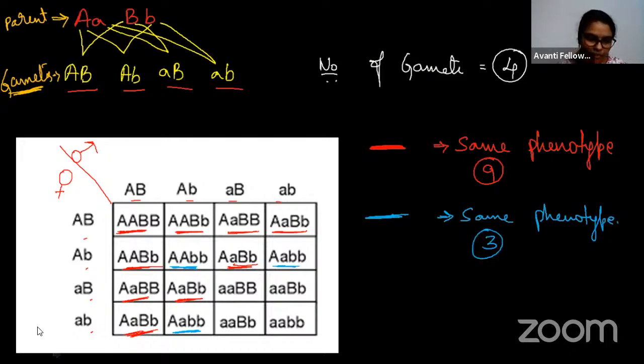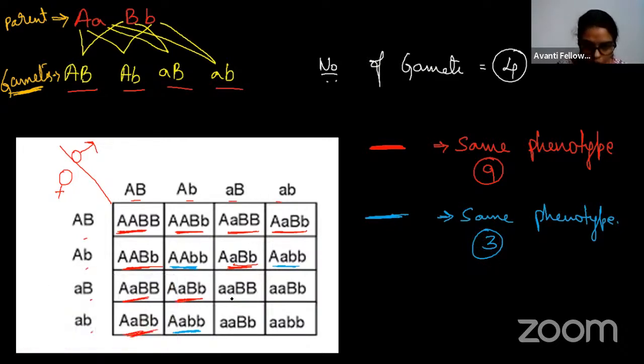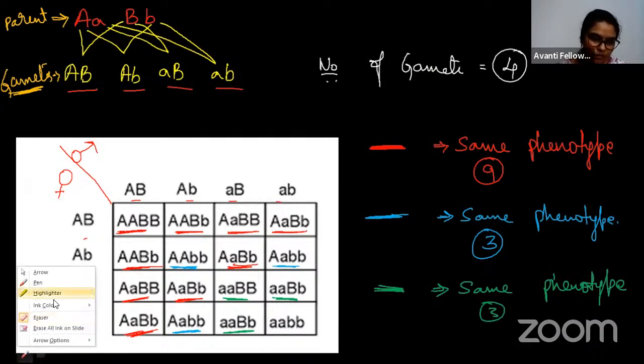अगेन आई विल टेक द डिफरेंट कलर, ग्रीन. ठीक है, यहाँ पे ले लो, स्मॉल ए कैपिटल बी, स्मॉल ए कैपिटल बी, स्मॉल ए कैपिटल बी. तो ग्रीन में भी क्या हो गए? सेम अनदर टाइप ऑफ फिनोटाइप. तो यहाँ पे भी कितने हैं? अगेन 3 नंबर. अगेन आई विल टेक द डिफरेंट कलर. एक ही बचा है, अभी तो एक ही बचा है.